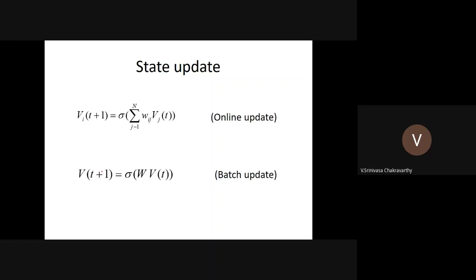If you want to do the same thing for the entire vector of states in one shot, then it looks more elegant. So sigma function of the weight matrix W times the state V at t. So it's very simple, and this is also faster.